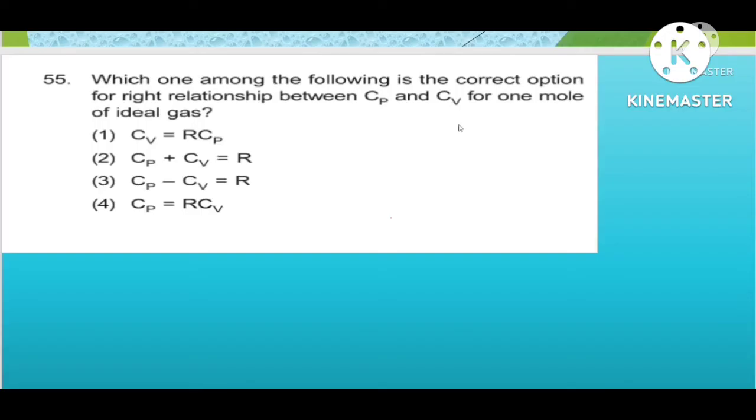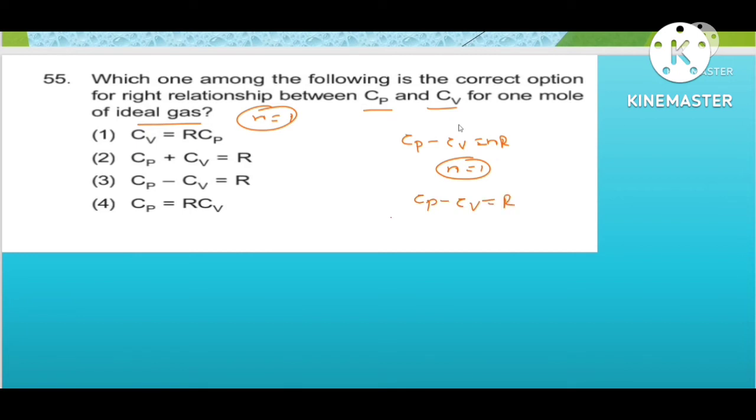Now let us see question 55. Which one among the following is the correct relation between Cp and Cv for 1 mole of an ideal gas? That means n equals 1. This question is also present in the intermediate first year paper, for 4 marks. It is a conceptual question. Cp minus Cv is equal to nR, but here it is 1 mole, so n equals 1, and you get Cp minus Cv is equal to R. So option 3 is our correct answer.